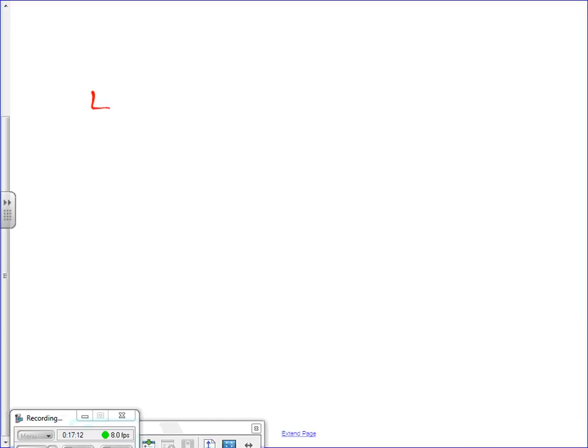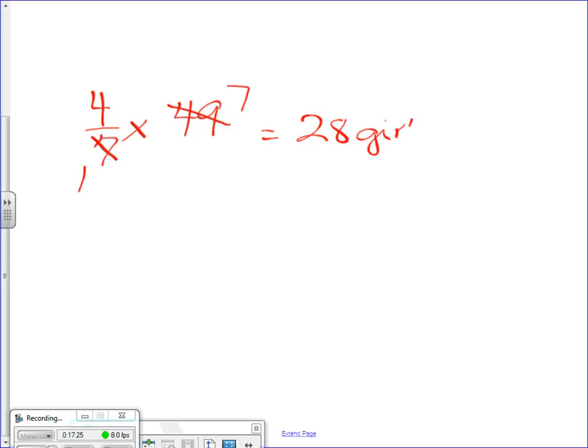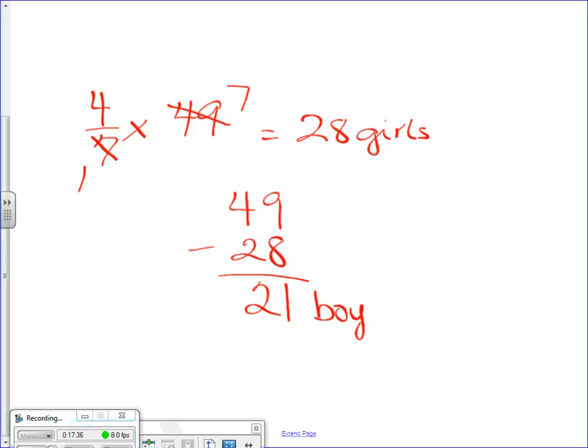So 4/7 are girls, 4/7 of 49. So 28 are girls. 49 minus 28. Is there a lot of times more than one way to solve a problem? Yes. Could you have done 3/7 of 49? Yes.